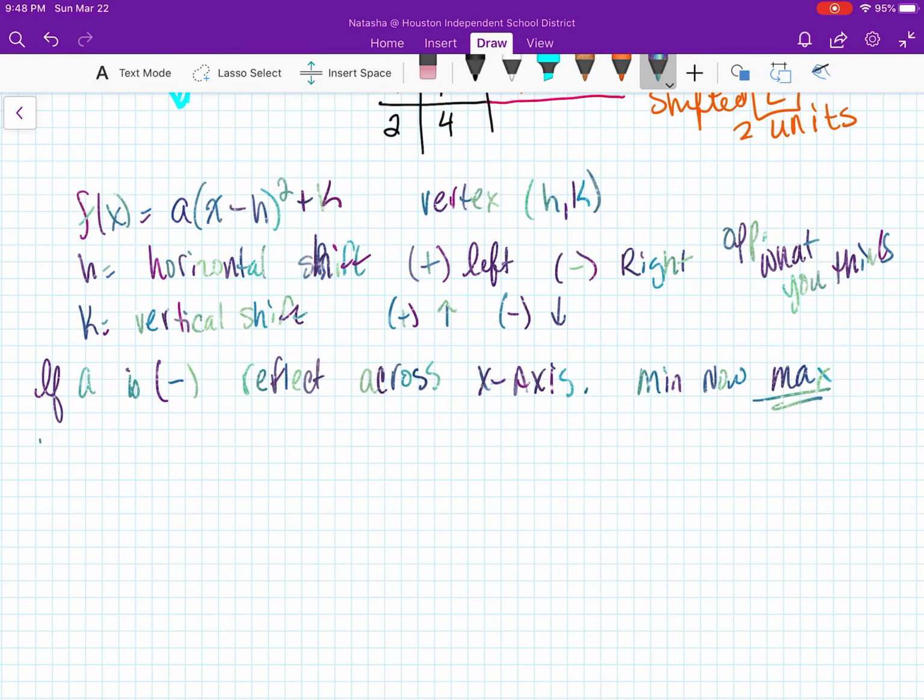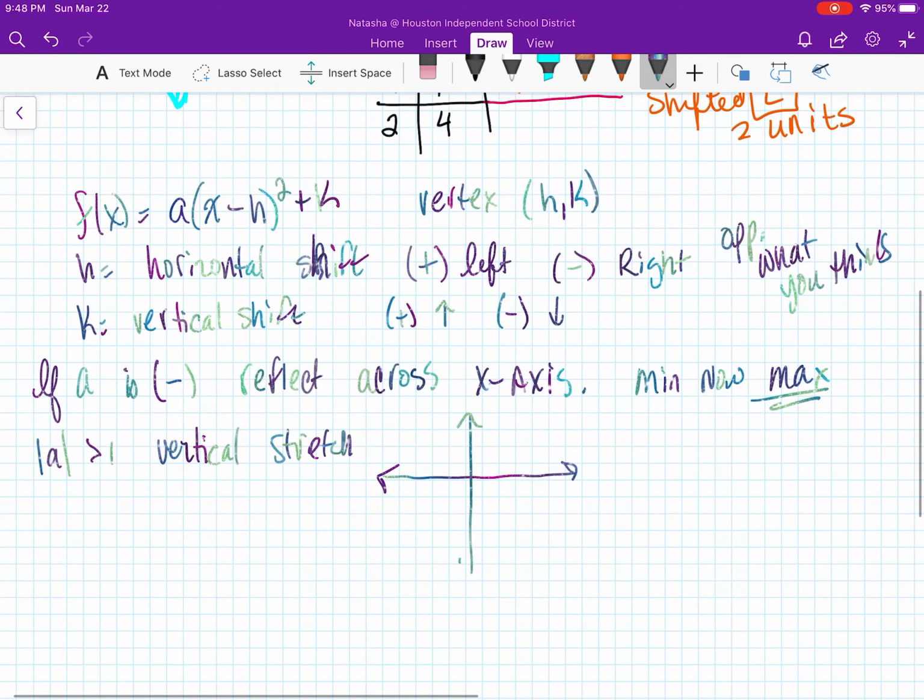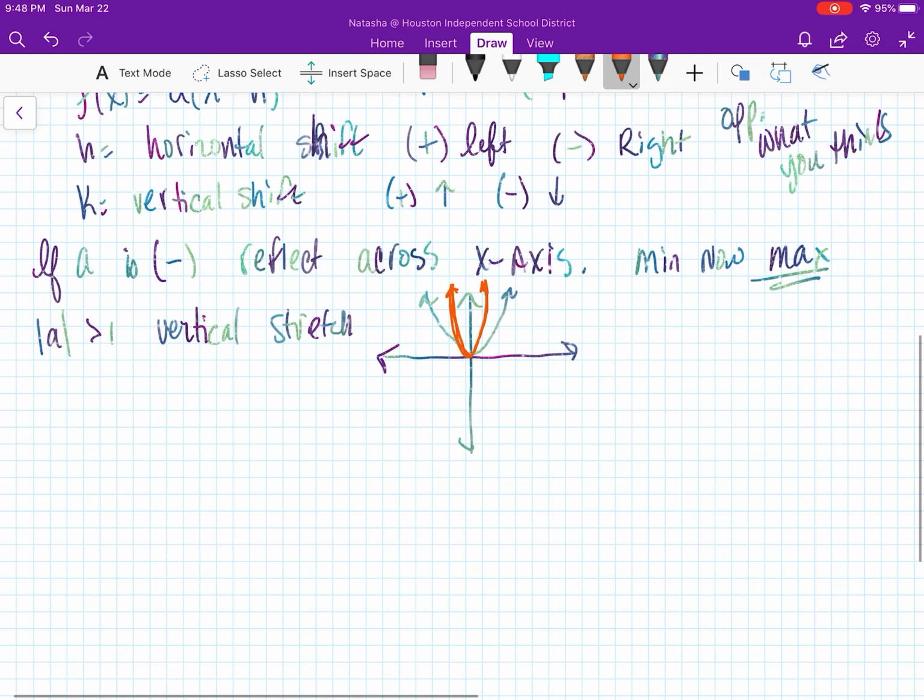Now, if the absolute value of a is greater than 1, then we have a vertical stretch. What that means is, if we're talking about our quadratic parent function, which we'll graph like this, just a loose graph, it's going to become a lot more narrow. Our y values are going to become bigger. They're going to get larger in terms of our numbers.